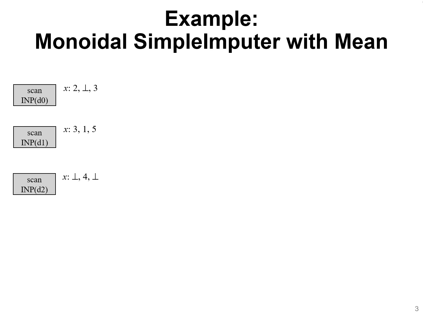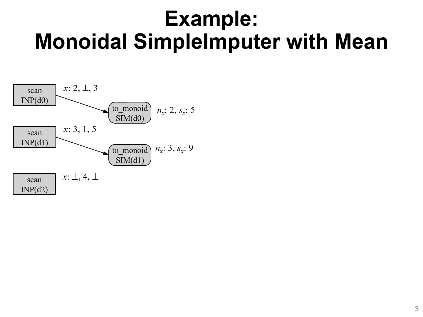Let me illustrate a monoidal operator, specifically a monoidal simple imputer that uses mean for imputation. In this example, we have 3 input batches, and let's assume there's only one column. In these input batches, the missing values are denoted with the bottom symbol. So the first batch, D0, for instance, has a missing value in the middle. When we compute the learned coefficients for the first batch, we sum up how many non-missing values there are and what their total is. So there are 2 non-missing values that together make 5.